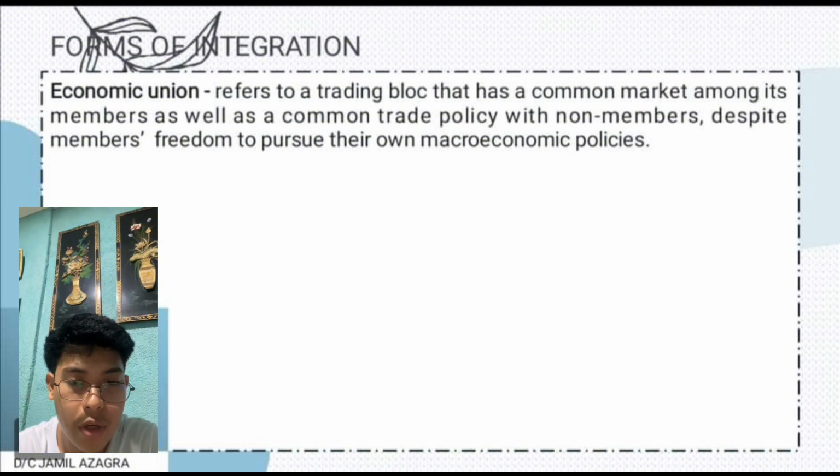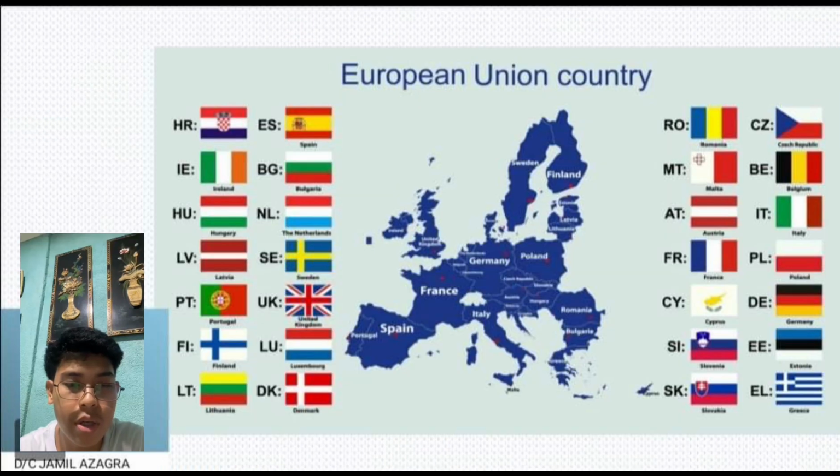An economic union refers to a trading bloc that has a common market among its members as well as a common trade policy with non-members, despite members' freedom to pursue their own macroeconomic policies. So these are the European Union countries: Sweden, Finland, Estonia, Latvia, Lithuania, Poland, Germany, the Netherlands, Belgium, Luxembourg, Czech Republic, Slovakia, Austria, Slovenia, Croatia, Hungary, Romania, Bulgaria, Greece, Italy, France, United Kingdom, Ireland, Spain, and Portugal.